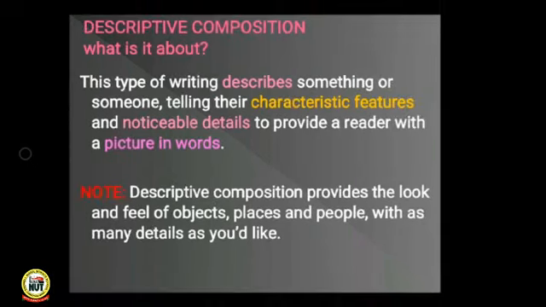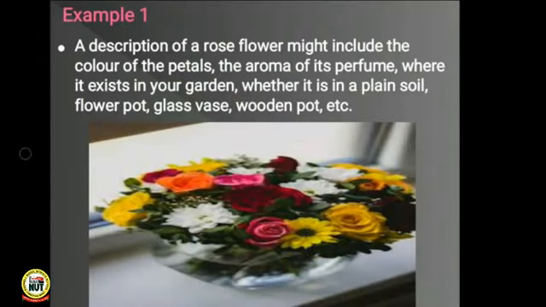All right, let us look at this first example. Let us read this together. Example one. A description of a rose flower might include the color of the petals, the aroma of its perfume, where it exists in your garden, whether it is in a plain soil, flower pot, glass vase, wooden pot, etc. Now you can see this picture. This is a bouquet.